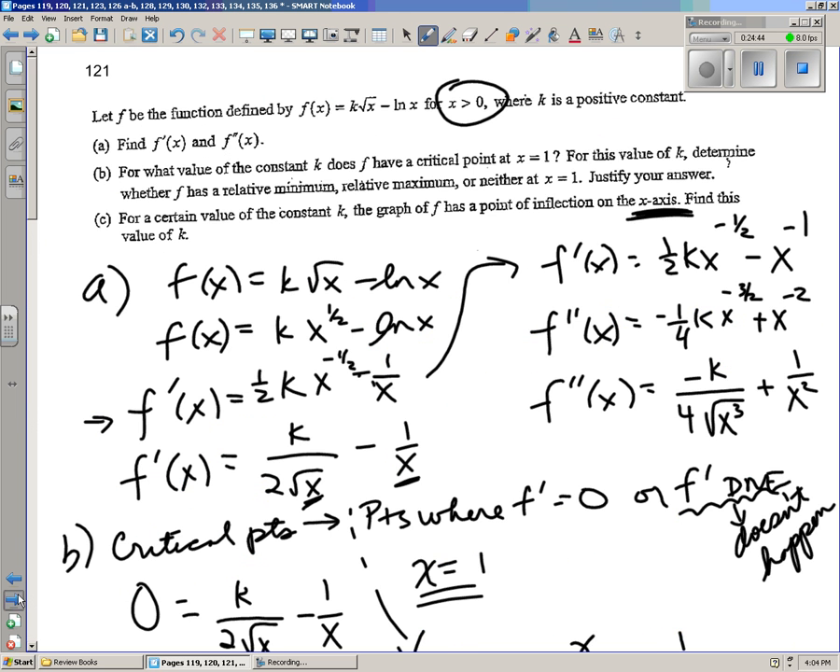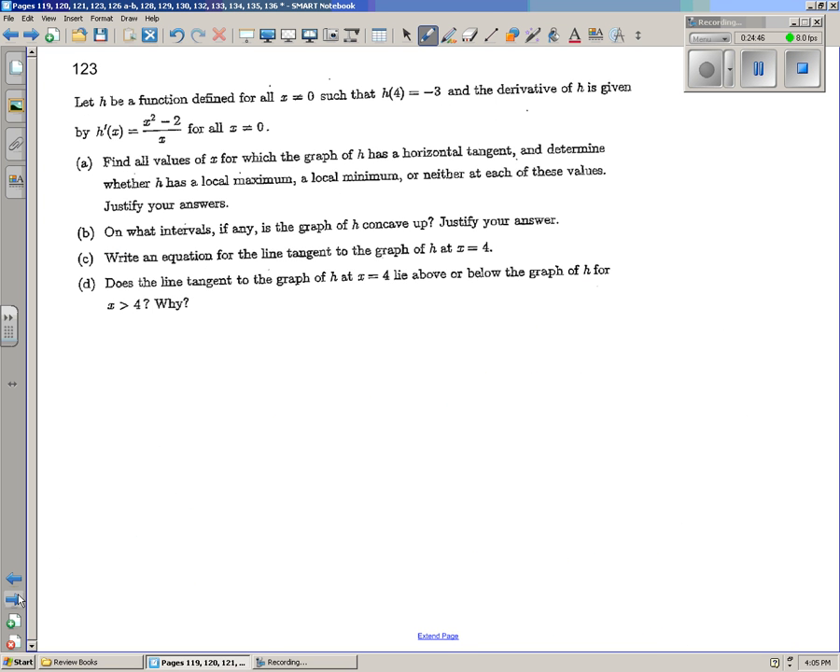All right. 123, we let h be a function defined, and we have the derivative of h given for every x not equal to 0.